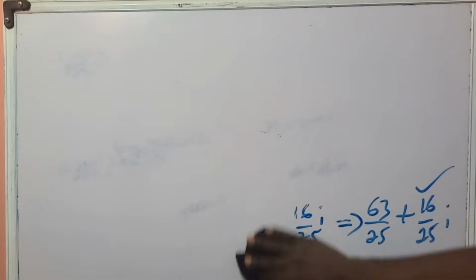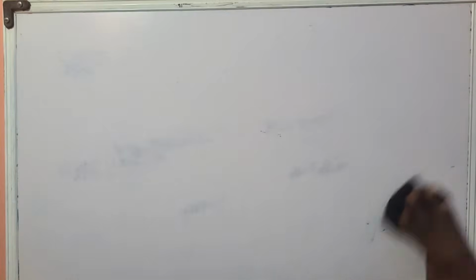Now, the question told you that the foci of an ellipse was given as 0 and plus or minus 2.